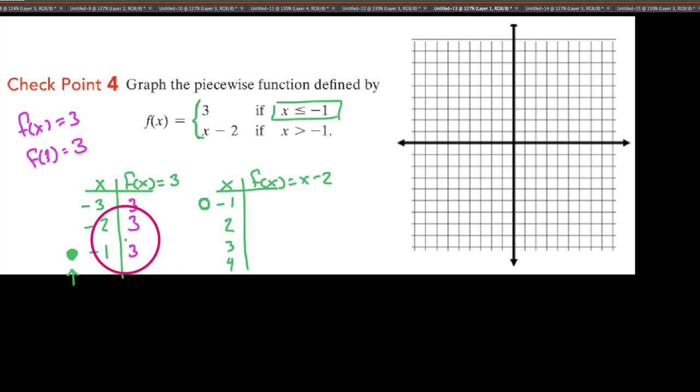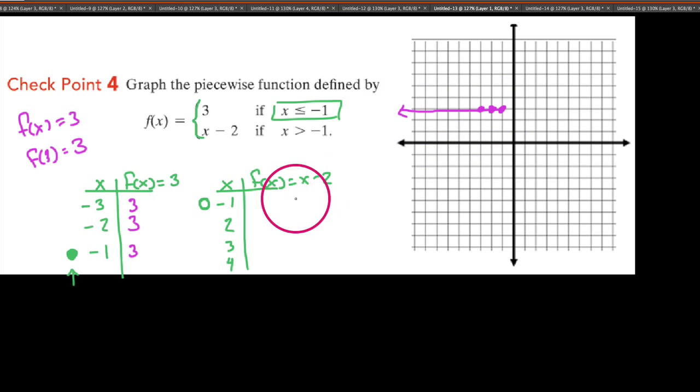So for part of our graph, let's go ahead and graph these points. We say negative 3 comma positive 3 is on our graph. Negative 2 comma positive 3 is on our graph. And negative 1 comma positive 3 is on our graph. Anyways, all x values less than or equal to negative 1 here are always going to be at a height of 3.